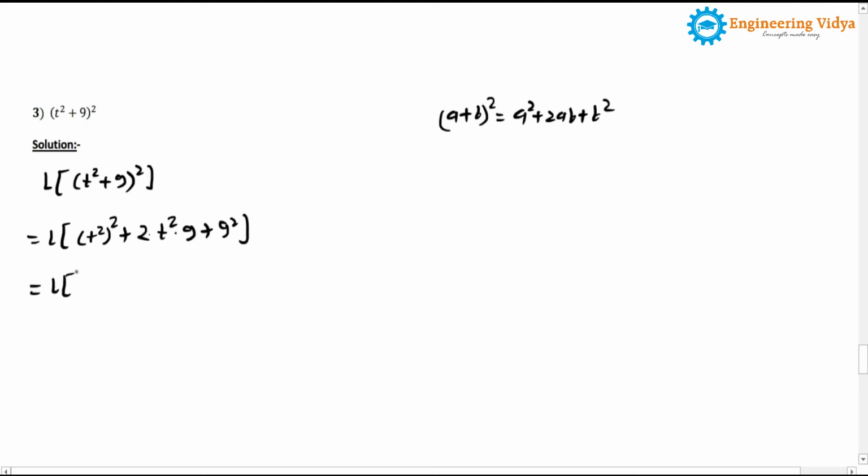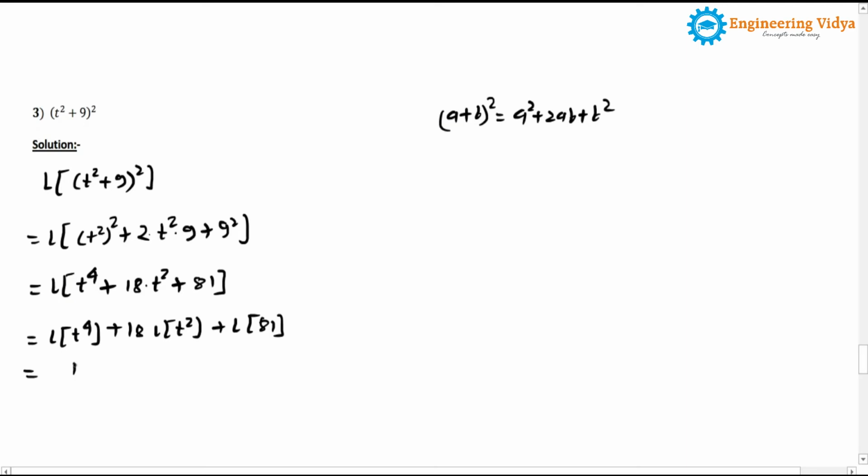And after that here we will write Laplace, 2 multiplied by 2 is nothing but equal to 4. So t raised to 4 will be there, plus 18 into t square, and at last here it will be 81, right? So now we will write the Laplace transform of t raised to 4. 18 is constant, so it will go outside. So Laplace transform of t square. At last here we will write Laplace transform of 81, right? I hope the things are very clear to you now.